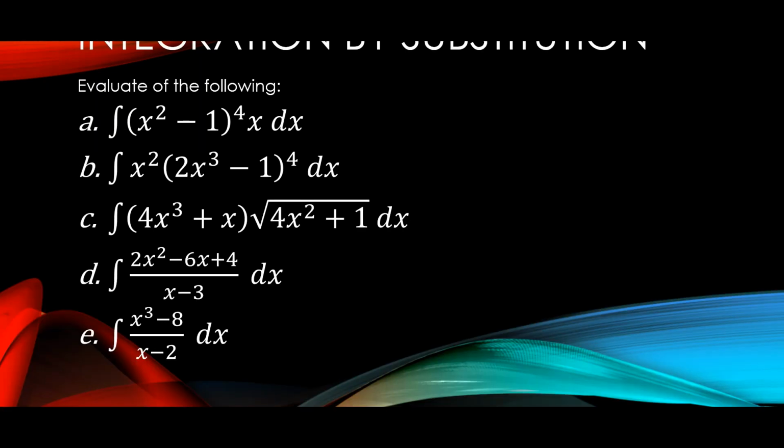Example letter A is the integral of the quantity x squared minus 1 raised to 4, times x dx. Okay? So, isulat muna natin siya dito. Letter A, the integral of (x squared minus 1) raised to 4 times x dx. So, ang gagawin natin is mag-let u muna tayo, gaya ng ginagawa natin sa mga previous examples natin. So, let u be equal to this one, x squared minus 1.